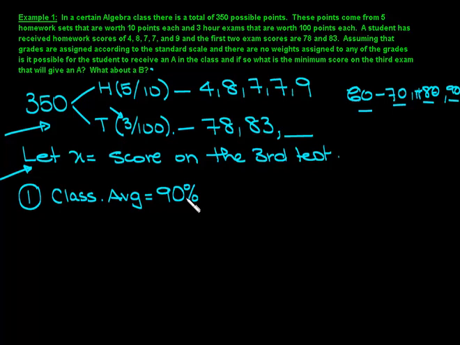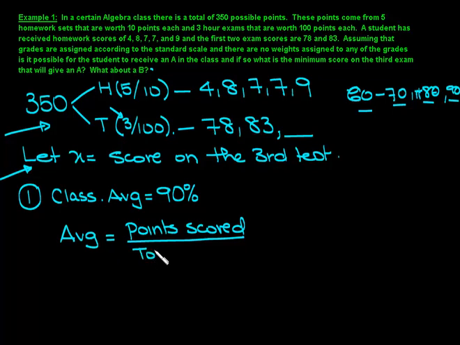Alright, so let's see how we can relate all of this. Just from basic averages, we know that the average in a class is equal to the points scored, and this is just a formula that we should know from basic math. Points scored divided by total points. That's how we calculate average in a class. We take all the points that we've scored divided by all the points that were available.